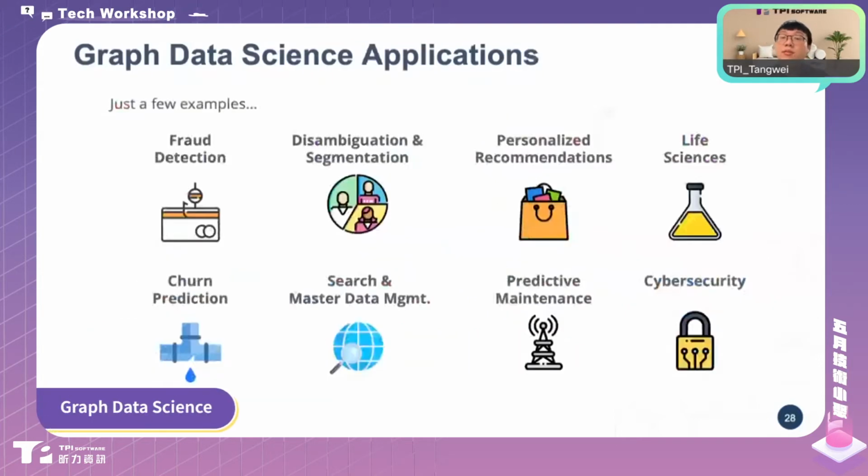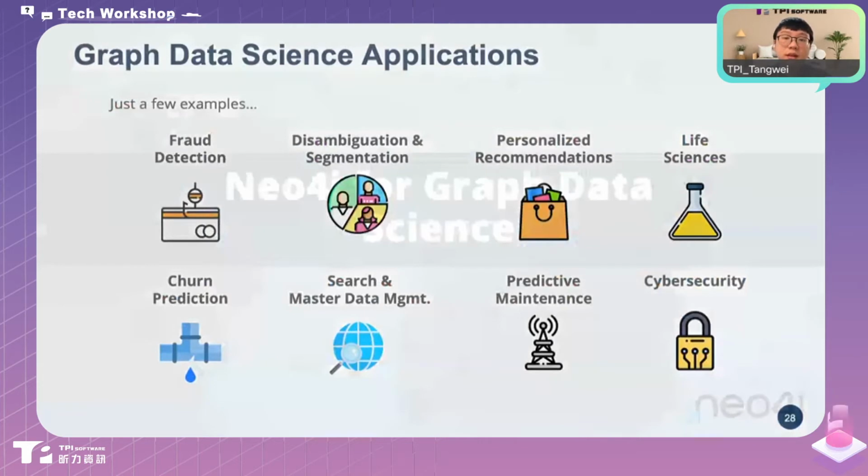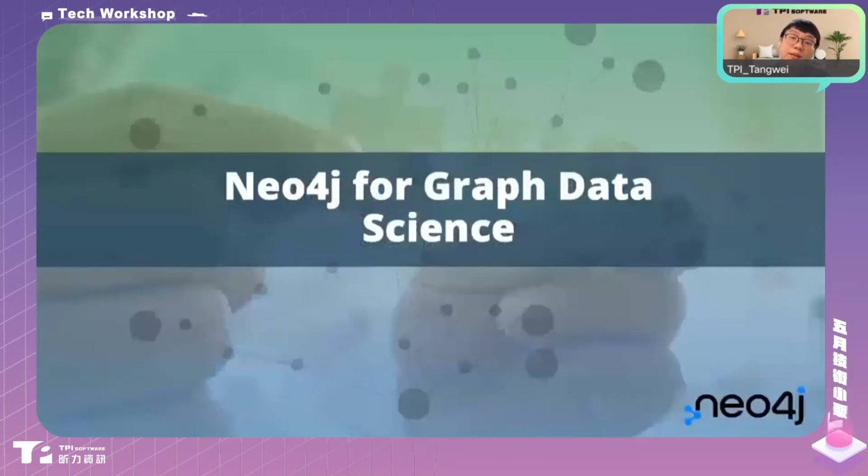Now, after talking about the iterations of graph data science, we can see there are a lot of applications where graph data science can apply, such as fraud detection or life science. So what does Neo4j do for graph data science?